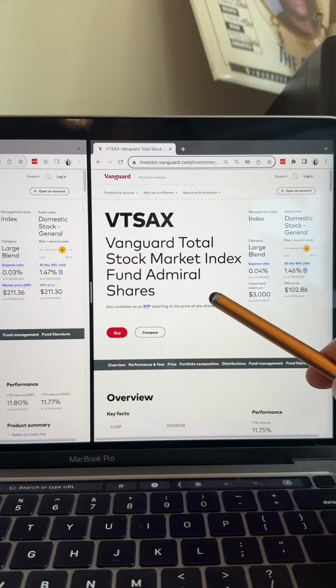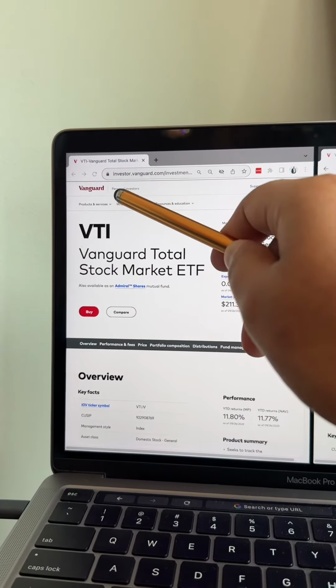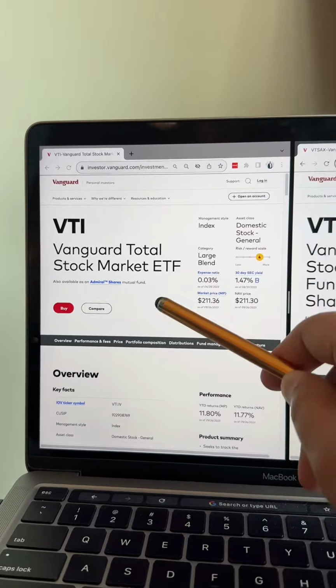In this video, I'm going to talk about the difference between VTI and VTSAX. You see, I get a lot of people who ask me, what's the difference between VTSAX and VTI? I mean, they're both Vanguard index funds, they both are total stock market index funds, and they both invest in the exact same stocks and have identical performance. Well, let's talk about the differences, and at the end of the video, I'm going to tell you which fund I prefer.